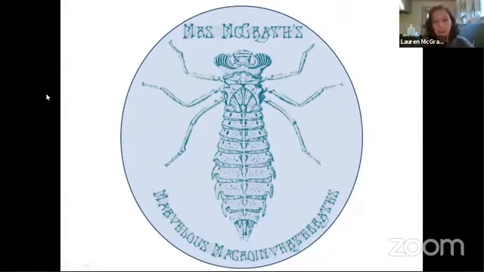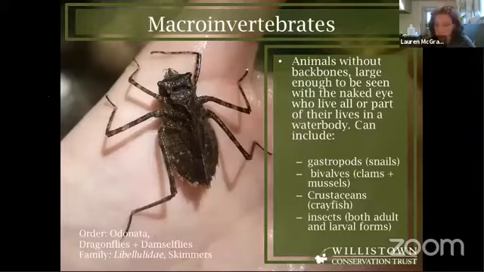So before we get too far into the lecture, I want to take a moment to really delve into what even is a macroinvertebrate. So macroinvertebrate, very simply, is an animal without a backbone that's large enough to be seen with the naked eye. And they live all or part of their lives in a water body. So aquatic macroinvertebrates can include things like gastropods, which are snails, bivalves, which can be clams and mussels, crustaceans, which includes crayfish, and insects, both in their adult and larval forms. For the purpose of today's talk, we're really going to be focusing just on the insect portion of the discussion.